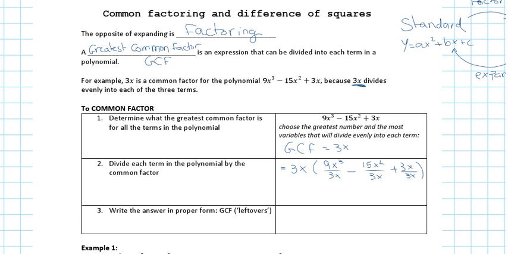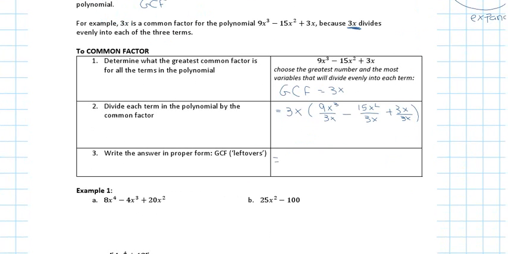So what would my answer look like? My greatest common factor outside, bracket, and then we look at how to divide each term by 3x. What's 9x cubed divided by 3x? 3x squared. 9 divided by 3 is 3. X cubed divided by x, you subtract the exponents, so 3 minus 1 is 2. 15x squared divided by 3x is 5x. And then 3x divided by 3x is 1. If you divide something by itself, it's 1.